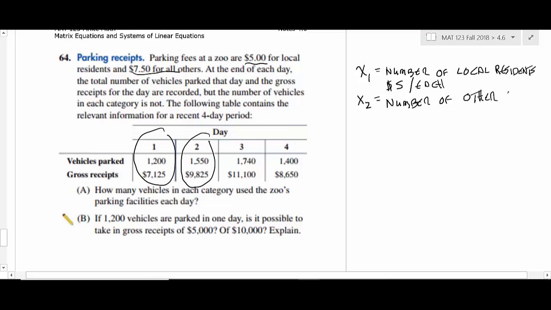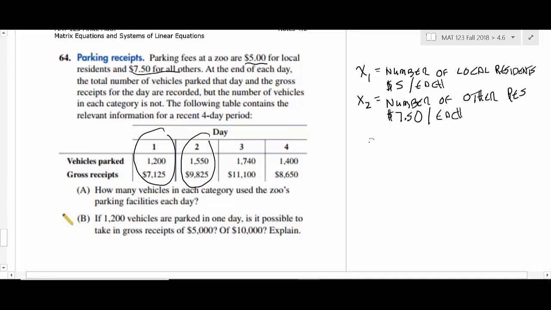And you can just abbreviate some of this stuff if you want to. And then that was $7.50 each, like that. So you've got to identify what the variables are on that. And that comes from the question, how many vehicles in each category were parked that day? That's what the problem says. Now let's see if we can come up with a system of equations for each one.